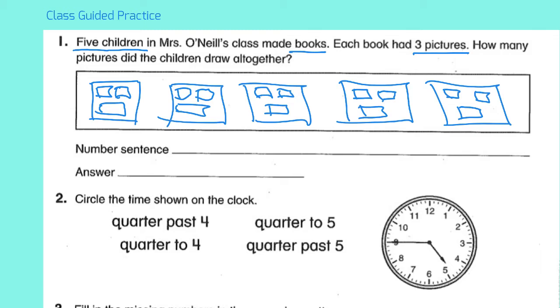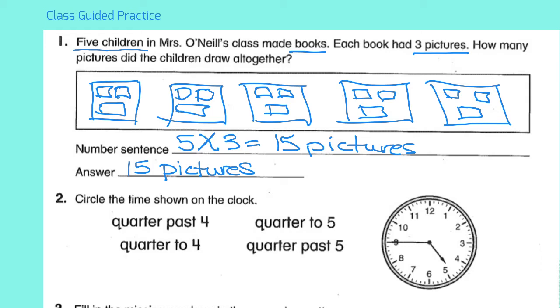Okay, so let's go ahead and make a number sentence for this. So it looks to me that we have 1, 2, 3, 4, 5 what? Get ready. 5 groups of how many? Yes, 3. So 5 groups of 3 equals how much? Get ready. Yes, 15. So we know that we have 15 pictures all together.